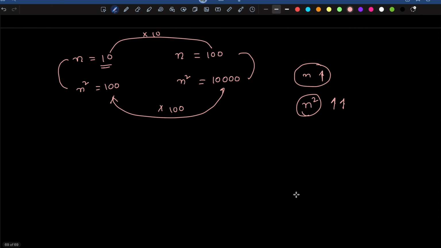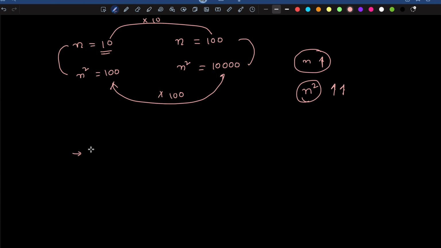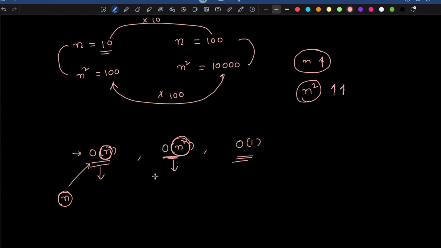In summary, I would say that the best case time complexity is order of n, and the worst case time complexity of an insertion sort algorithm is order of n square, and the space complexity of the algorithm is constant. Intuitively, what is the meaning of order of n here? Order of n means the running time of an algorithm increases proportionally with the input size. So if my value of n increases, my time also increases proportionally. What about order of n square? Order of n square means the running time increases proportionally with the square of the input size.